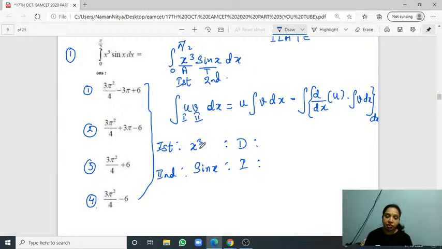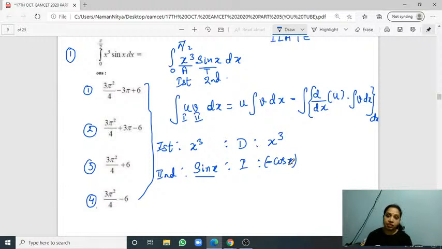So now, what is the differentiation of x cube? That is 3x square. But first, you should not start differentiating this. First, you just write the first function as it is, as the rule says. Keep the first function as it is and do the integration of the second function. Now, what is the integration of sine x? The integration of sine x is minus cos x.